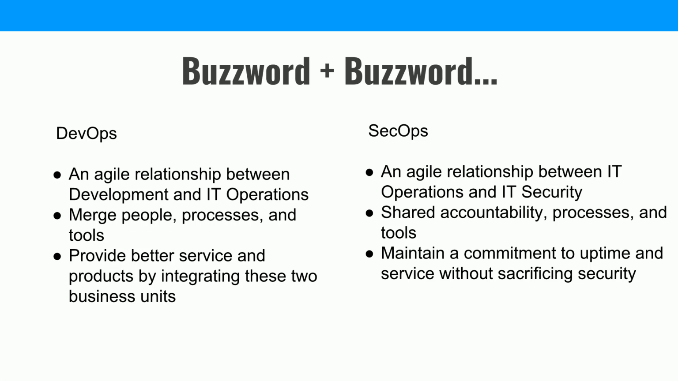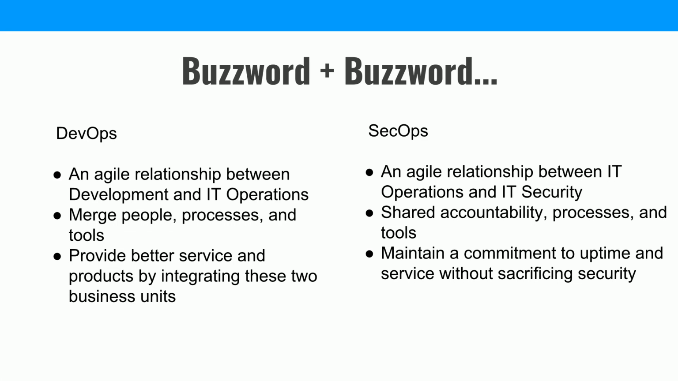So there's also a newer, more recent trend called SecOps, which is a similar concept. You're integrating the relationships between your IT operations staff and your IT security staff. A lot of times developers or other people in the organization might consider those all the same people. They're all IT people, but those often tend to be very distinct relationships or very distinct roles in an organization, as they should be in a lot of ways. But there are ways to share accountability and processes and tools even amongst those two types of roles. And the commitment there is for uptime and smooth service, and also without sacrificing security.